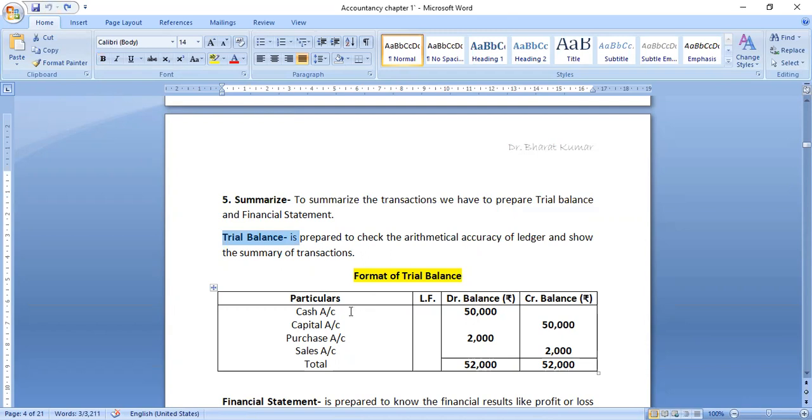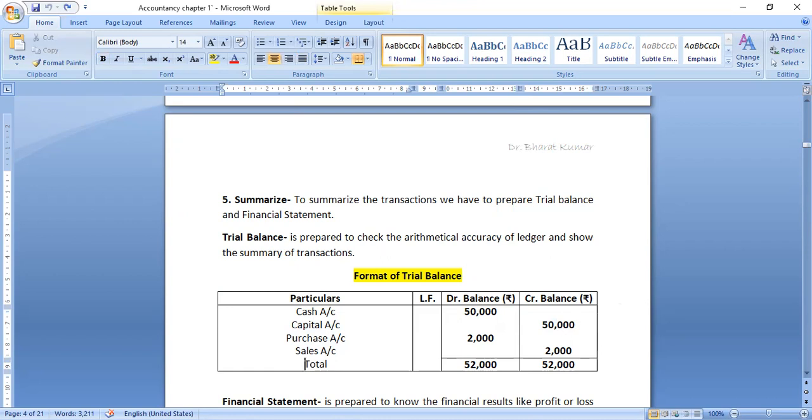For this purpose we prepare the trial balance, like how much cash you have, 50,000. What is the capital invested by the owner, that is 50,000. What is the total amount of purchase in a month or year, that is 2,000. What is the amount of sales in a month, that is 2,000, right? So in this way you can see everything on one page, and this is called summary. Means you have to prepare the summary of the transaction, and for this purpose you have to prepare the trial balance.